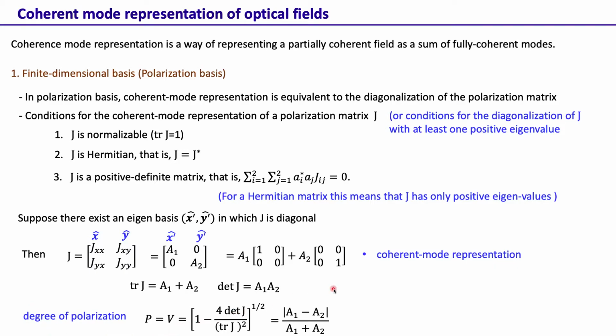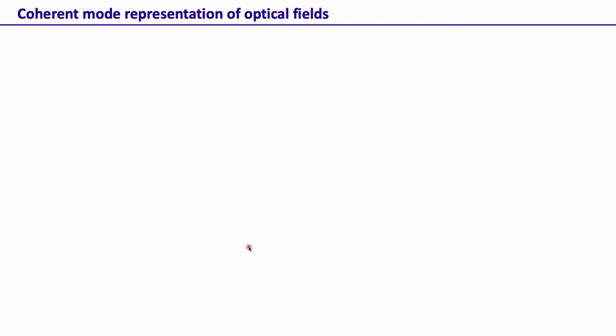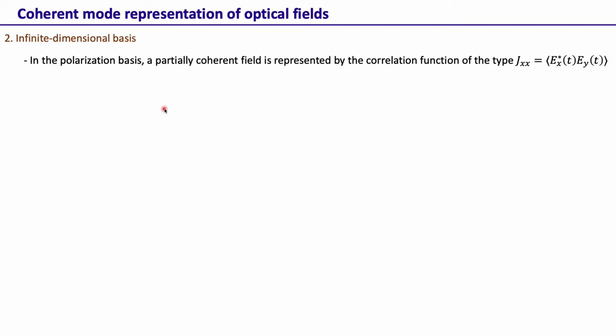Okay, so this is the coherent mode representation in the finite dimensional basis, and here we have taken polarization. Now let's look at the coherent mode representation in the infinite dimensional basis, and we have studied three different infinite dimensional bases, which are time, space and angle.